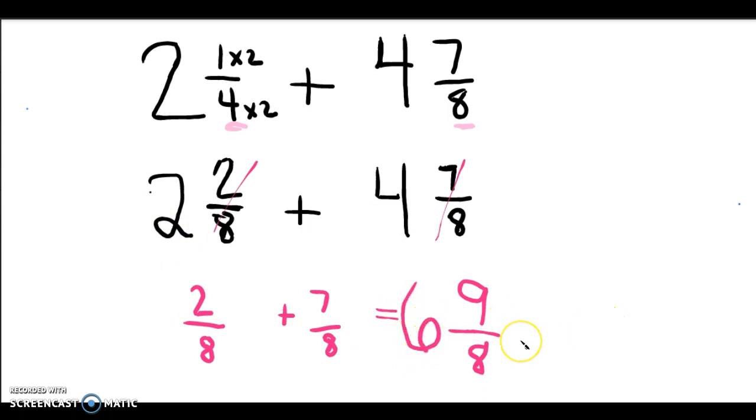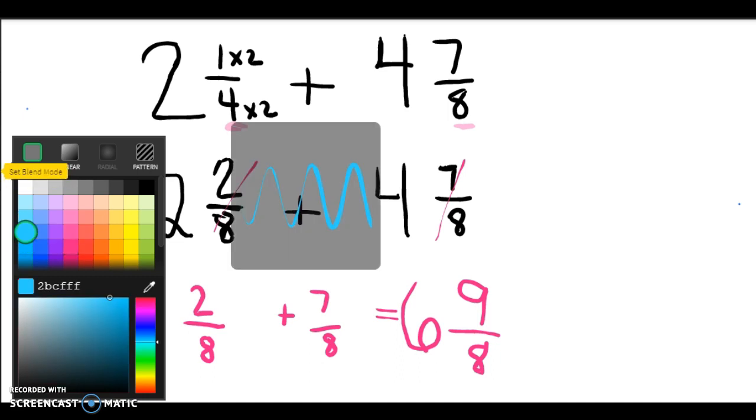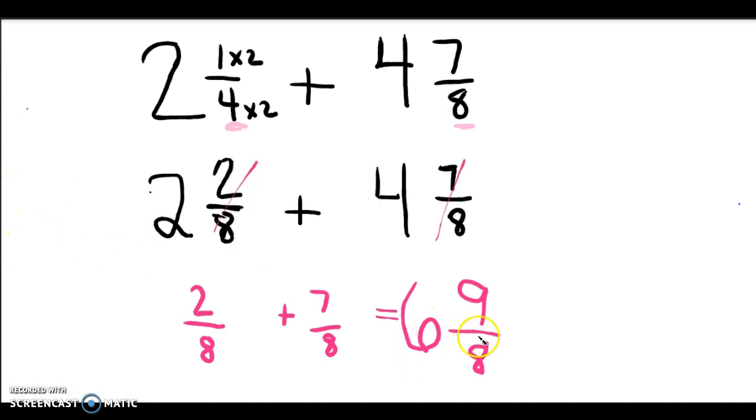Now here's the question I have for you, mathematicians. Am I done with this problem? Now if you've looked closely at that fraction, there should be something sticking out to you. Do you see that 9 is bigger than 8? That means there's at least 8/8 in here, and then a little bit extra. So that means there's a whole hiding somewhere in here. So we have to regroup. We have to take the wholes out of this fraction and move them over here to our whole number.